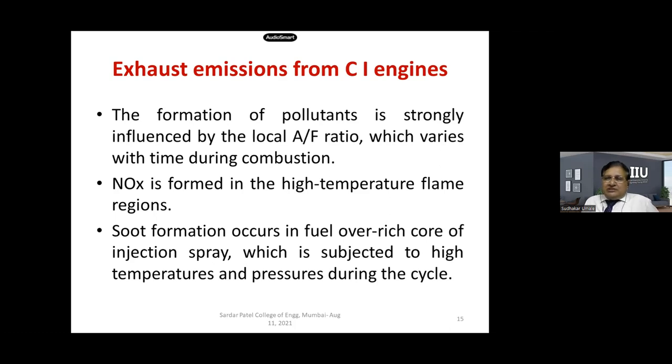Soot formation. Soot is very dangerous. Soot is solid particles. Soot formation occurs in the fuel-rich core of the injection spray, which is subjected to high temperature and pressure during the cycle.